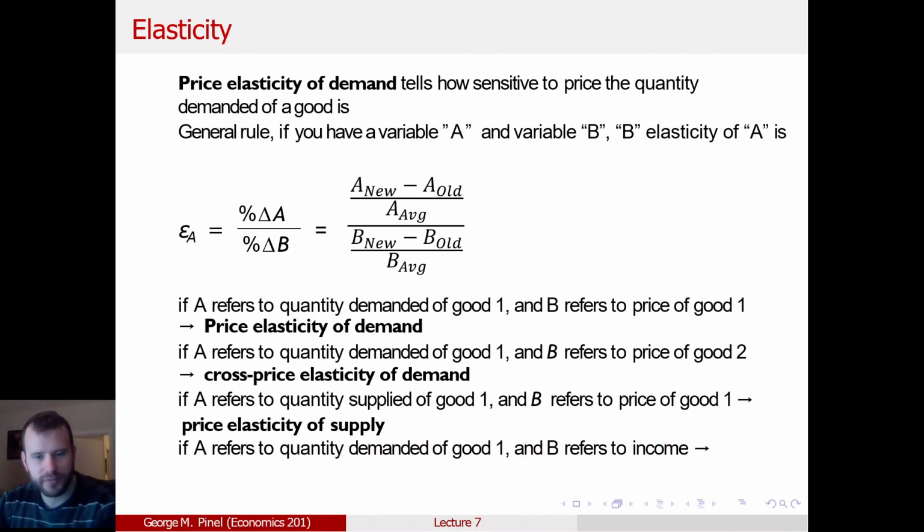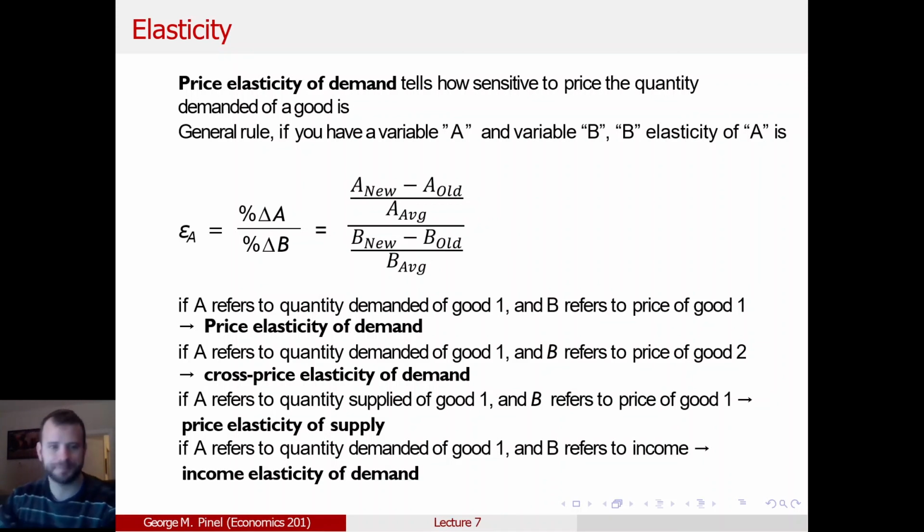Finally, what about if it's quantity demanded of good 1? So you should have some type of elasticity of demand, but instead B is income. You guys should be clicking. I hope by this point it's now income elasticity of demand. So that'll be Q new minus Q old over Q average divided by I new minus I old over I average. Okay, where I is income.